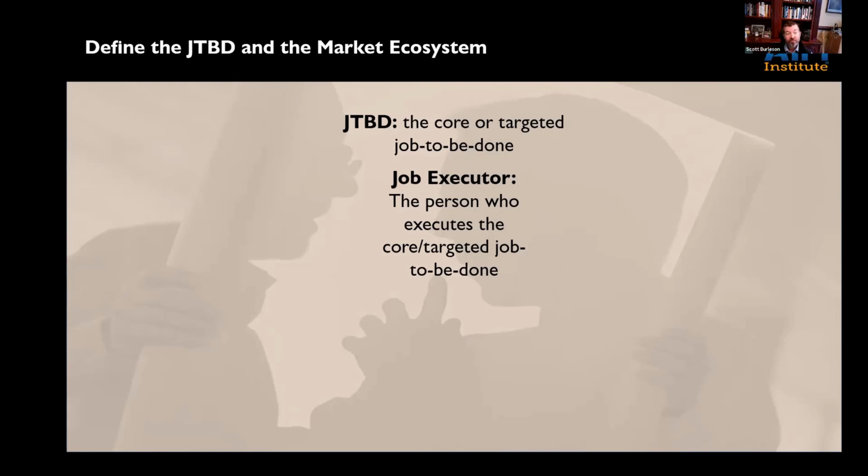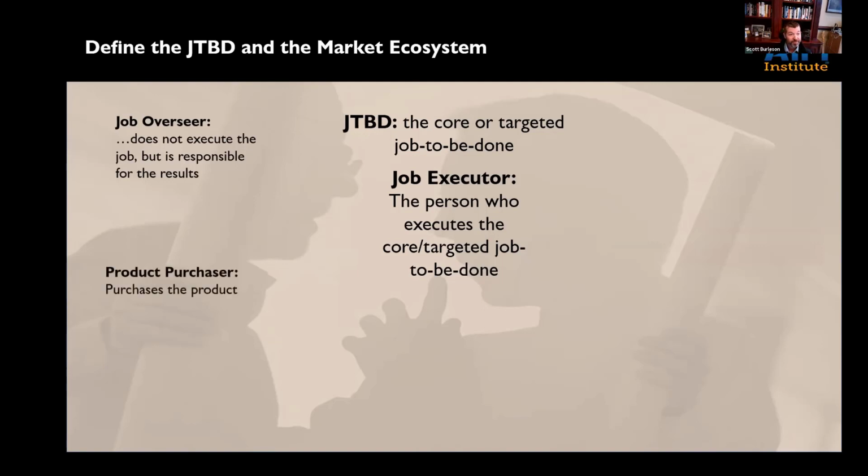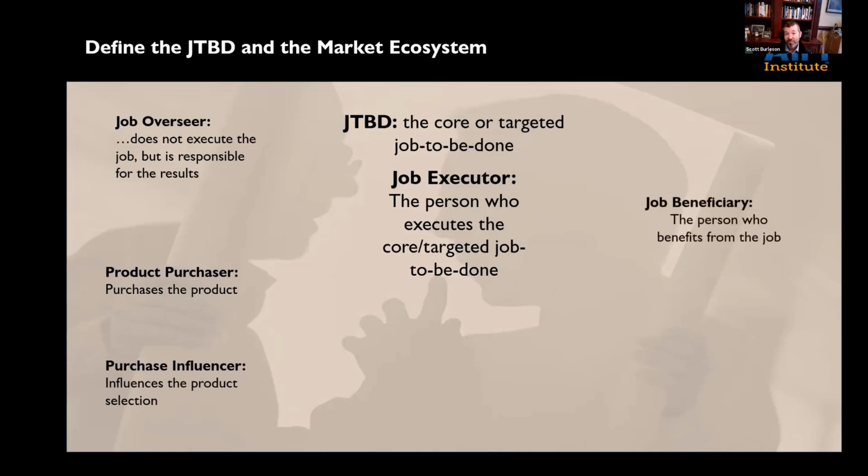So we're going to use this terminology of job to be done, job executor, and here's some other terminology. The job overseer. This is a person who's not executing the job, but they're responsible for the results. There's the product purchaser. They're not executing the job, or they could be, but not necessarily. They're actually purchasing the product. There's somebody that may not perform the job, but they might influence the product selection. And then there's someone who benefits from the job, the beneficiary. So a lot of what we're going to do today is really driving home this terminology.